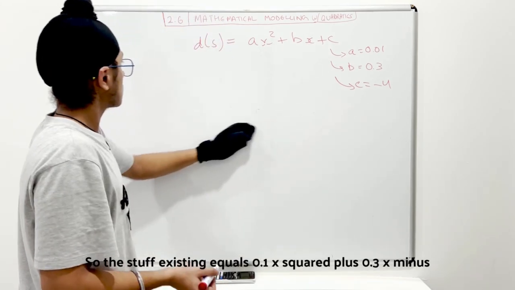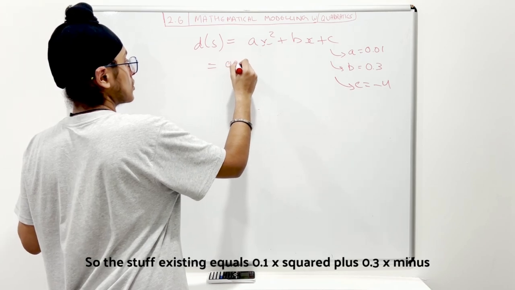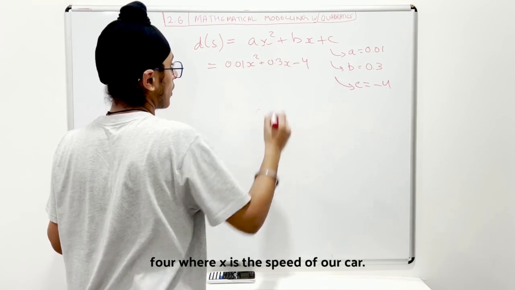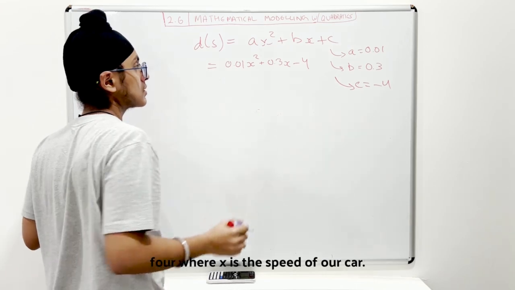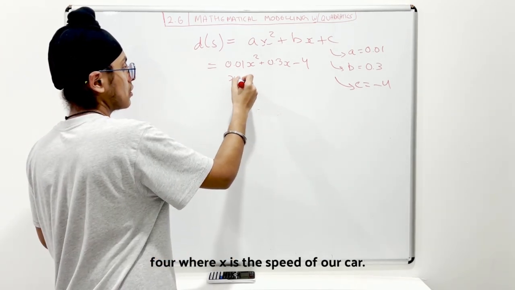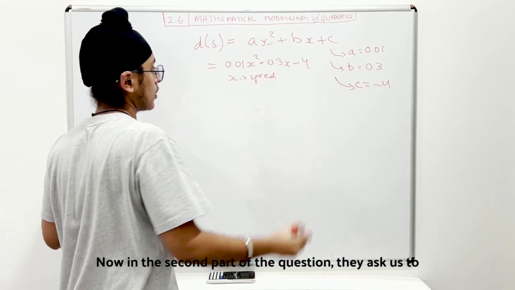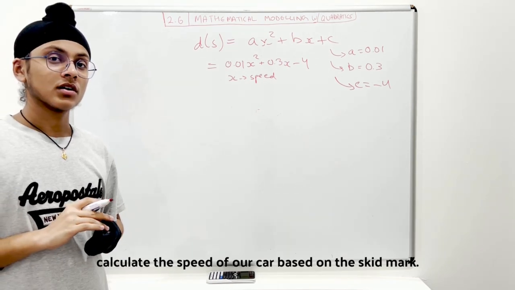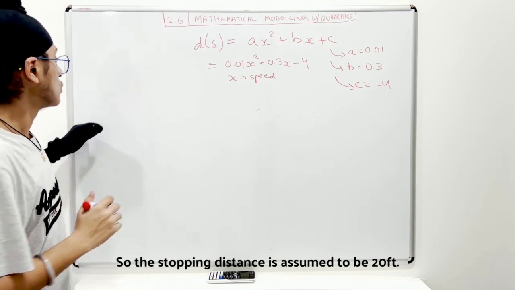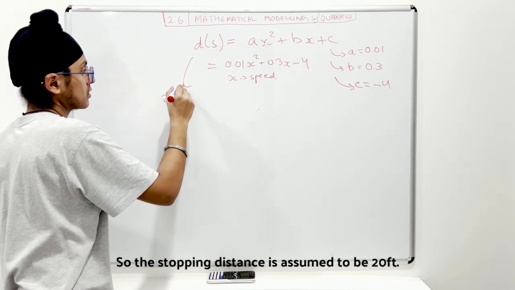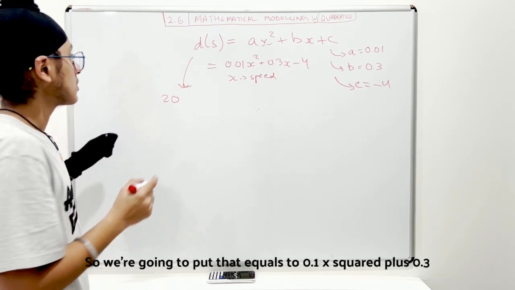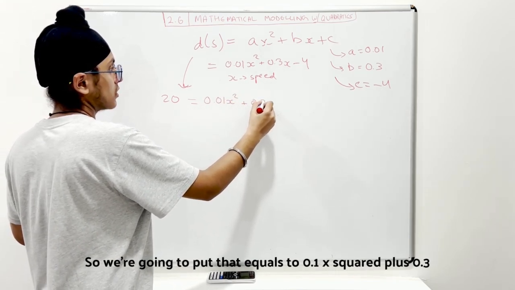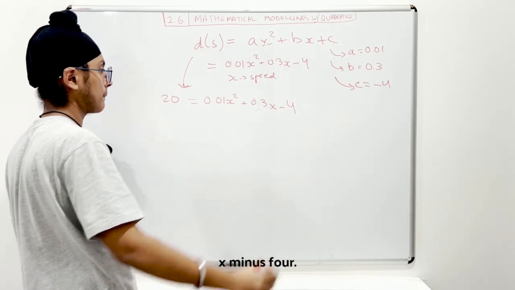Once we know that, we can complete our equation. So the stopping distance equals 0.01x squared plus 0.3x minus 4, where x is the speed of our car. Now in the second part of the question, they ask us to calculate the speed of our car based on the skid mark. So the stopping distance is assumed to be 20 feet. So we're going to set that equal to 0.01x squared plus 0.3x minus 4.